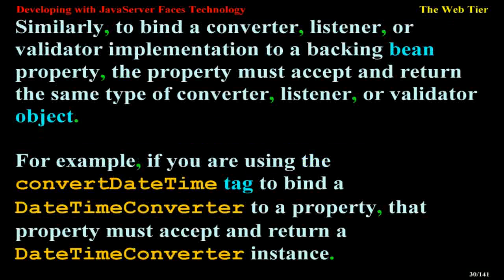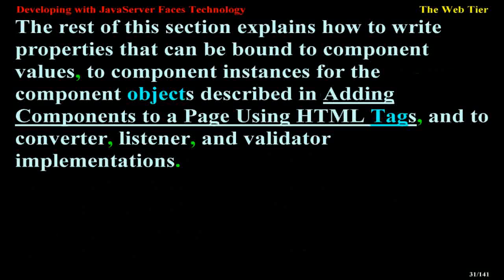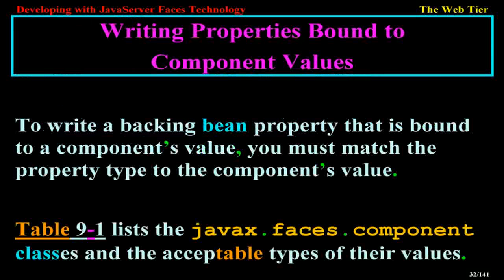The rest of this section explains how to write properties that can be bound to component values, to component instances for the component objects described in Adding Components to a Page Using HTML Tags, and to converter, listener, and validator implementations. Writing properties bound to component values. To write a backing bean property that is bound to a component's value, you must match the property to the type tied to the component's value. Table 9-1 lists the javax.faces.component classes and the acceptable types of their values.